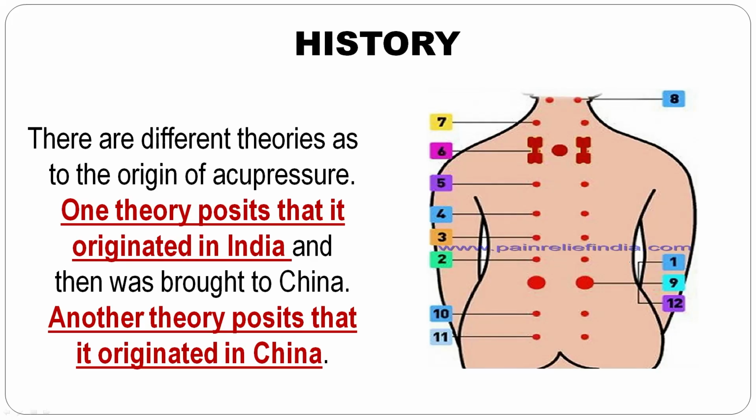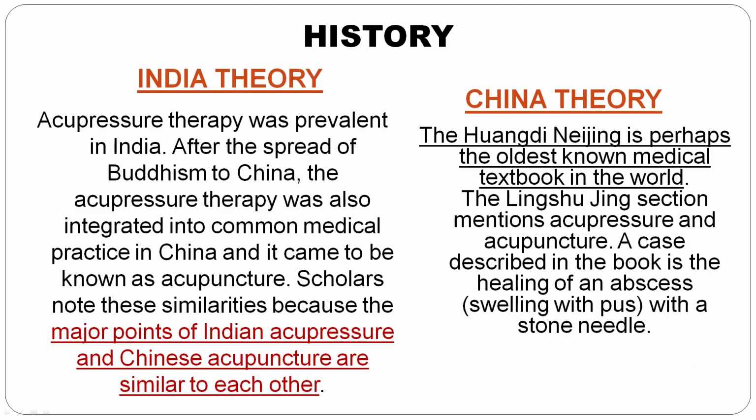There are different theories as to the origin of acupressure. One theory posits that it originated in India and was then brought to China. Another theory posits that it originated in China. Indian theory: acupressure therapy was prevalent in India. After the spread of Buddhism to China, acupressure therapy was integrated into common medical practices in China, and it came to be known as acupuncture. Scholars note these similarities because the major points of Indian acupressure and Chinese acupuncture are similar to each other.